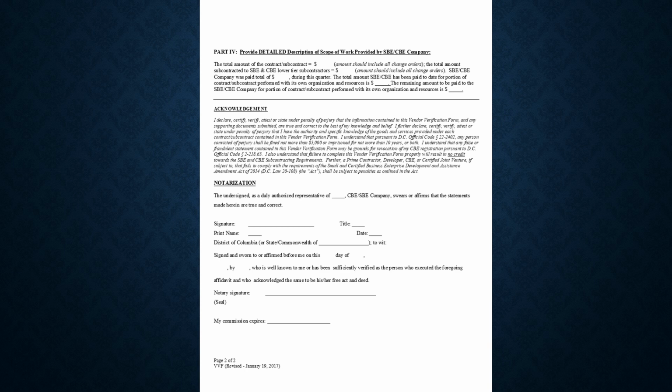Next, you want to add what you were paid during the quarter that you will be doing this report for, as well as the total amount that you have been paid to date for your portion that you have performed on this project using your own resources. Then lastly, the remaining amount that you need to be paid on your contract is the last dollar value to be added to this form.